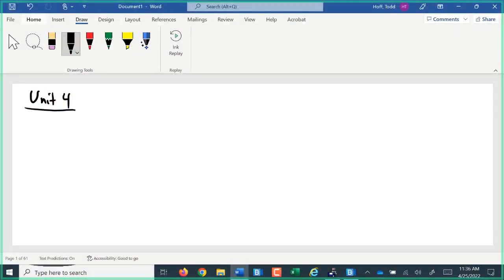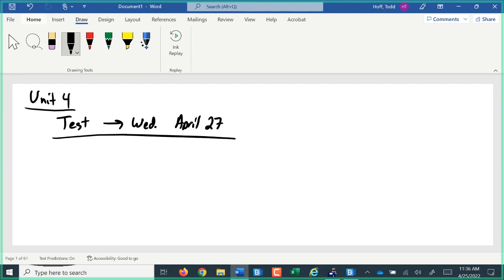So today is our last lecture of Unit 4. So that does mean Unit 4 test is coming up this Wednesday, April 27th. Today we just have a few topics to wrap up. One that we started very quickly at the end of class on Friday. We'll wrap it up today, and then we need one last little topic to go over, one that should be pretty easy for you.